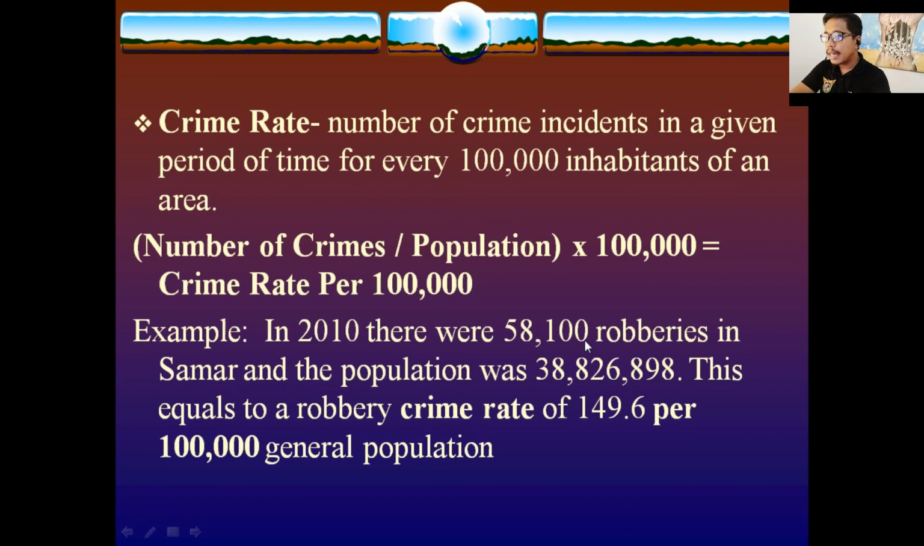So an example is, in 2010, there were 58,100 robberies in Samar, and the population was 38,826,898. If you follow the formula, the number of crimes over the population, 58,100 over 38,826,898, this equals a robbery crime rate of 149.6 per 100,000 general population. That's how you will get and interpret the crime rate. So again, number of crimes divided by population times 100,000, that will be your crime rate.